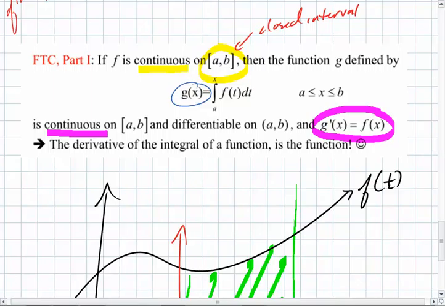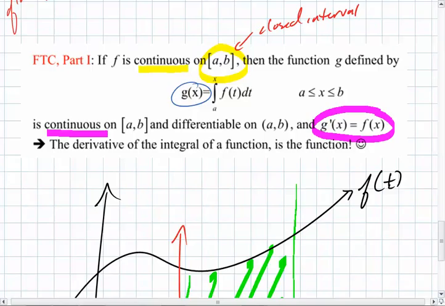Think about it this way. If you're at a function and you anti-differentiate it, you get to the integral. So if you're at acceleration and you integrate, what do you get to? Velocity. But if you differentiate velocity, where are you? You're back at acceleration. So what does this basically tell you? It tells you that differentiating undoes what?